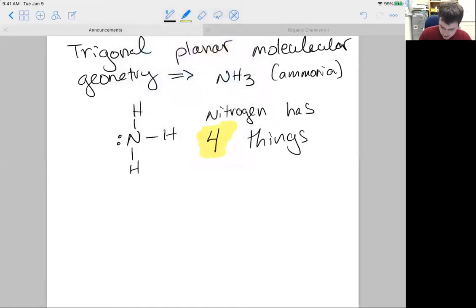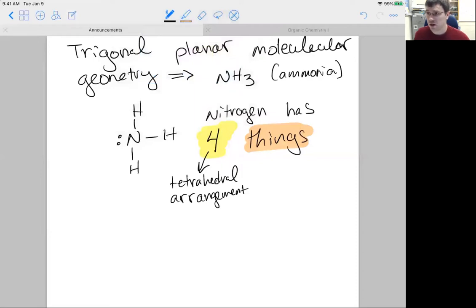Okay, 4. If I see 4 things around any central atom, I know that I want to arrange them in a tetrahedron. So I'm going to write here, we're going to have a tetrahedral arrangement of things. Now, I'm not sure how my colleagues that are also chemistry educators think about the word things, but it's been a very useful word for me, especially as we get into something called hybridization. So things are going to be lone pairs and other atoms.